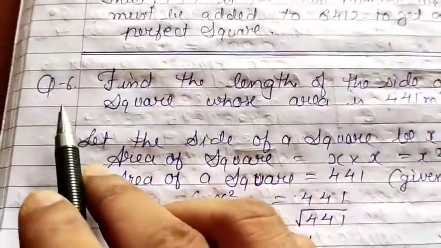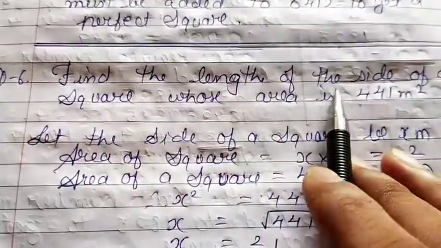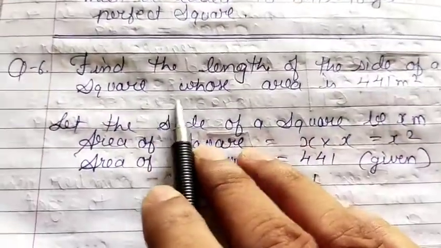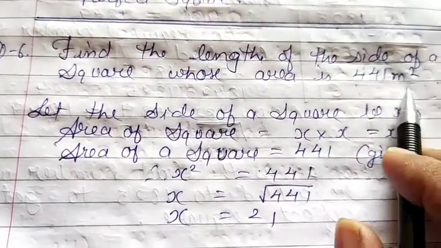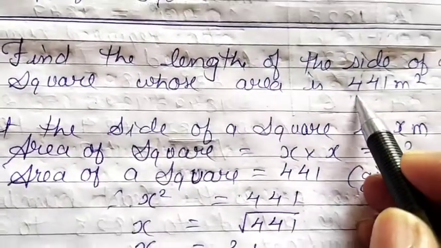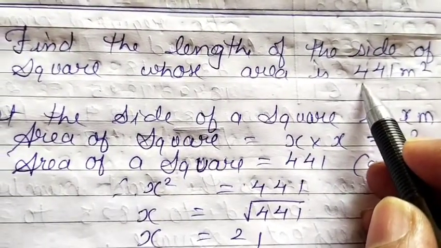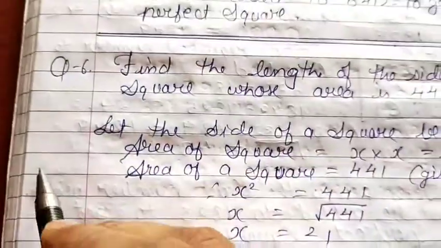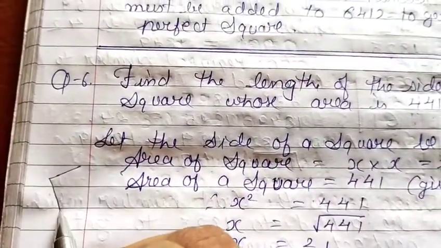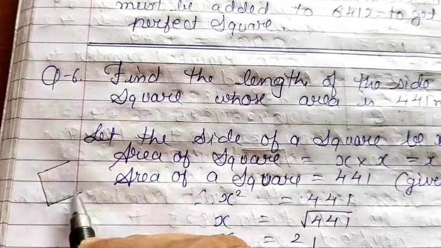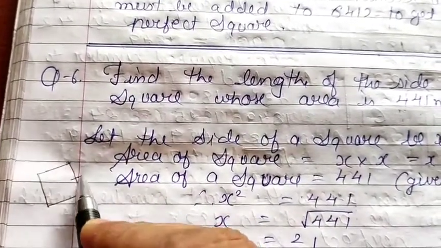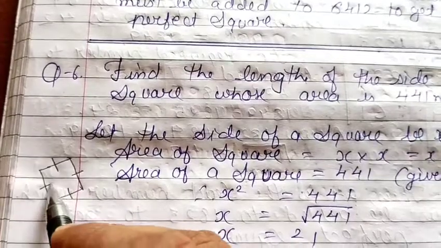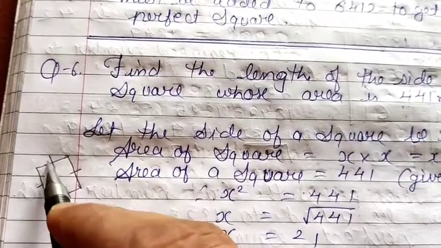Let us see question number 6. Find the length of the side of a square whose area is 441. Now dear student, we all know that 441 is a square of 21. We just need to find the root of such a number. Means here we have to find the length of the square. As we all know, the length of all sides of a square is equal, whose area is given.